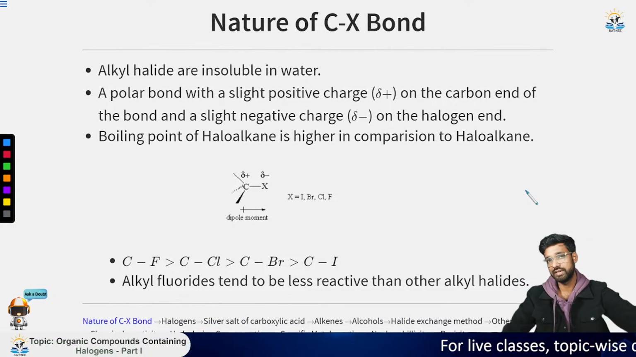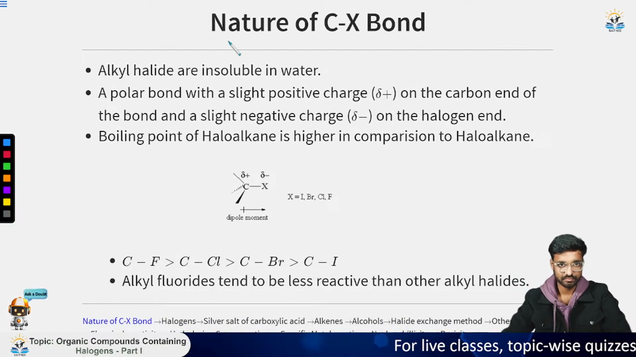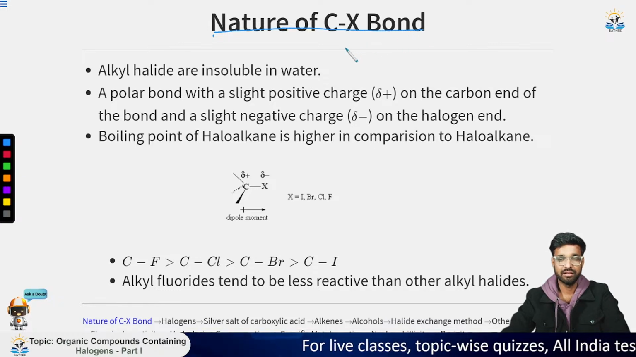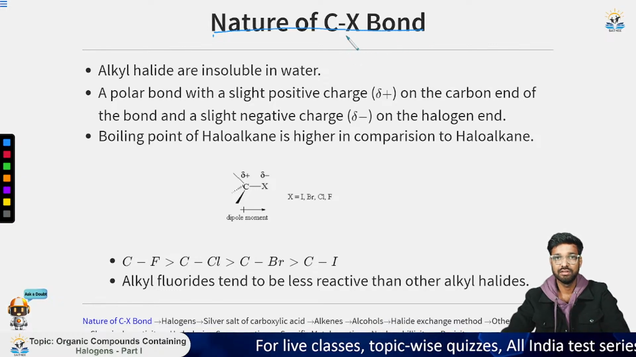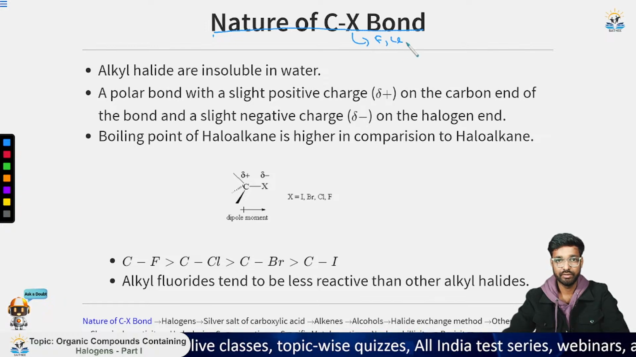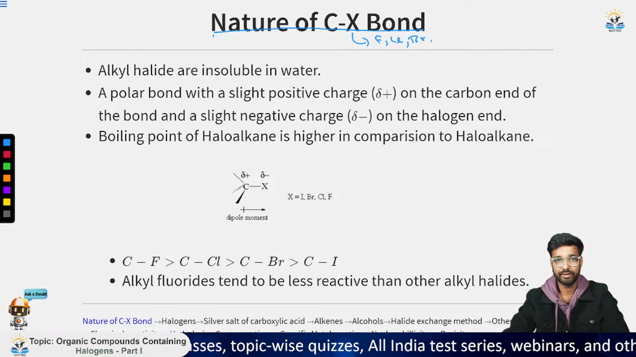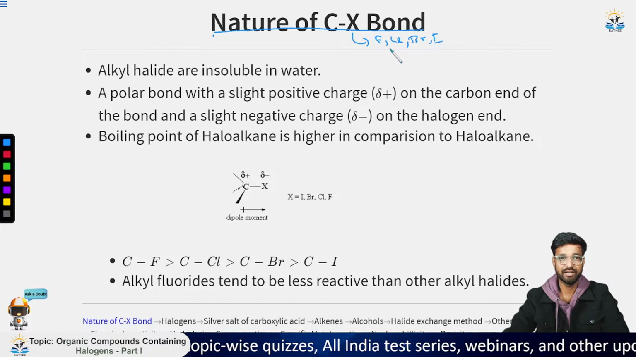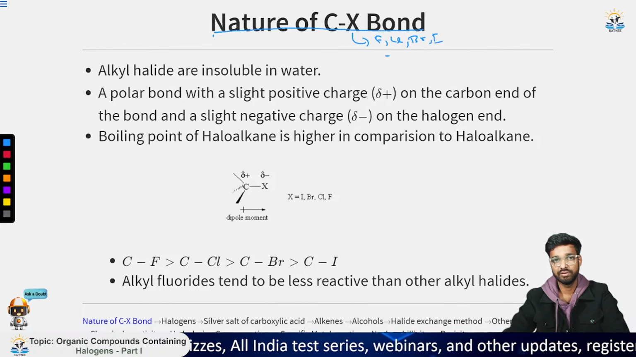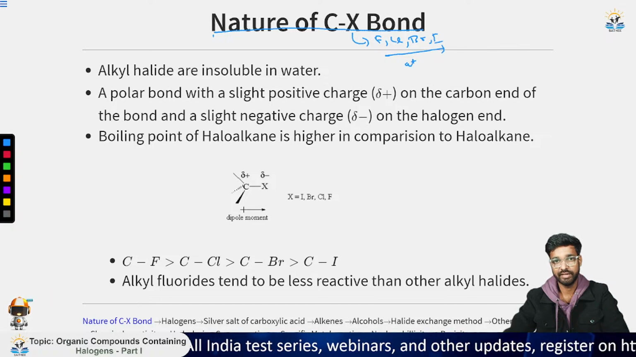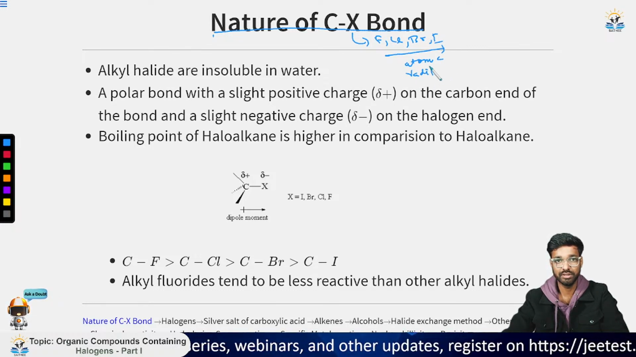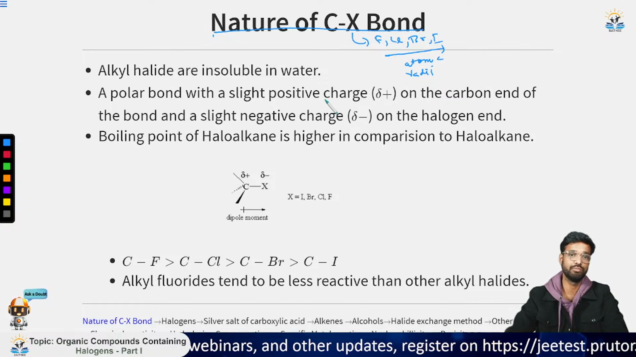First of all, let us start with the nature of the C-X bond. So what is a haloalkane? It is something which contains a halogen connected to carbon. Halogens include fluorine, chlorine, bromine and iodine. These are the four halogens, and this is the increasing order of atomic radii, because we are going down the group.